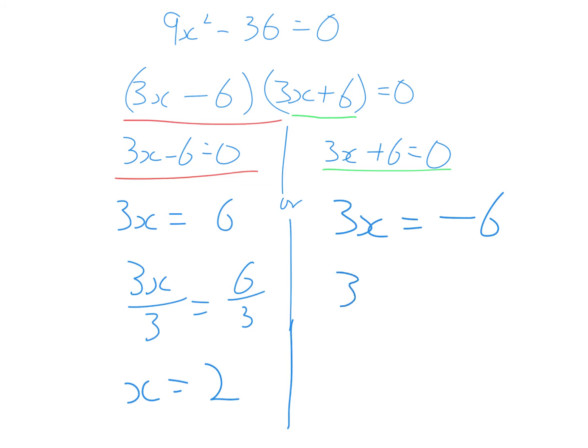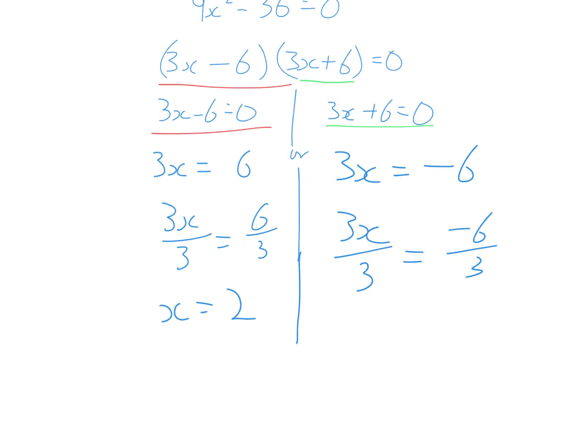And again, our next step is pretty similar too. We want to get rid of this 3 here so we can find out what x is. So divide the left by 3, divide the right by 3. 3 cancels on the left hand side, we're just left with x. Minus 6 divided by 3 is minus 2. So our two different answers here is x is equal to 2 or x is equal to minus 2.